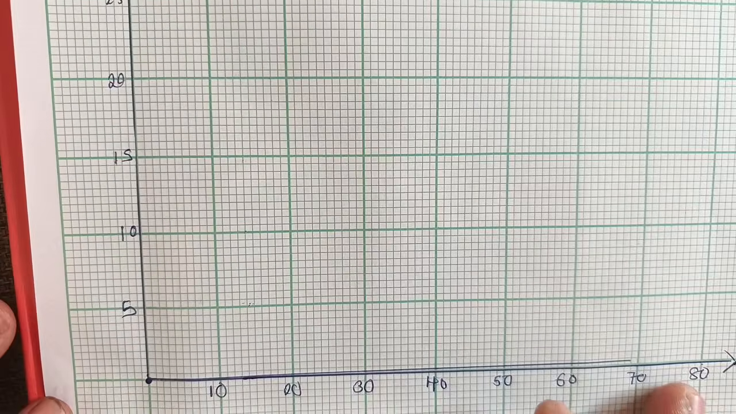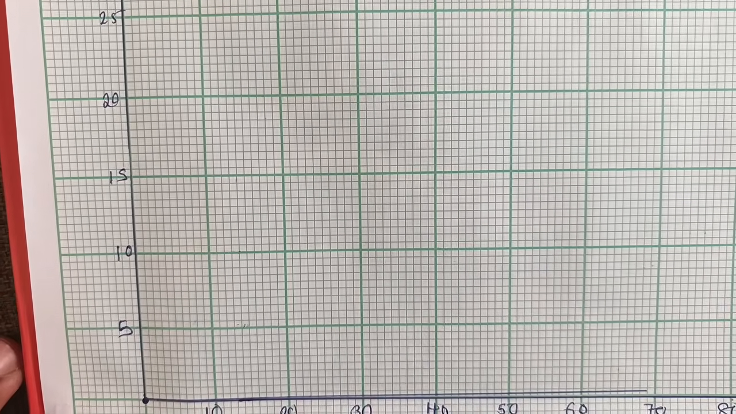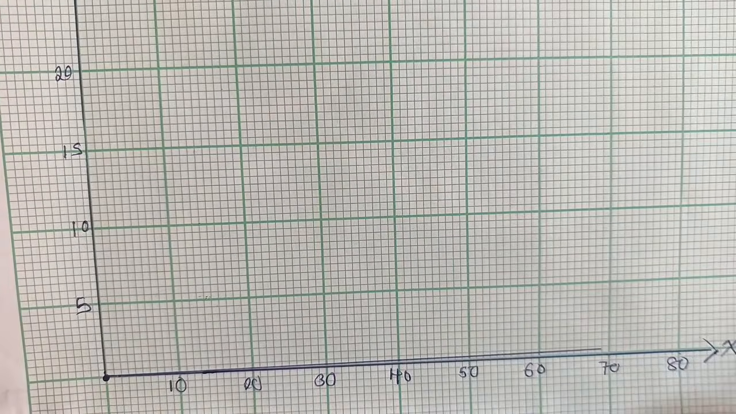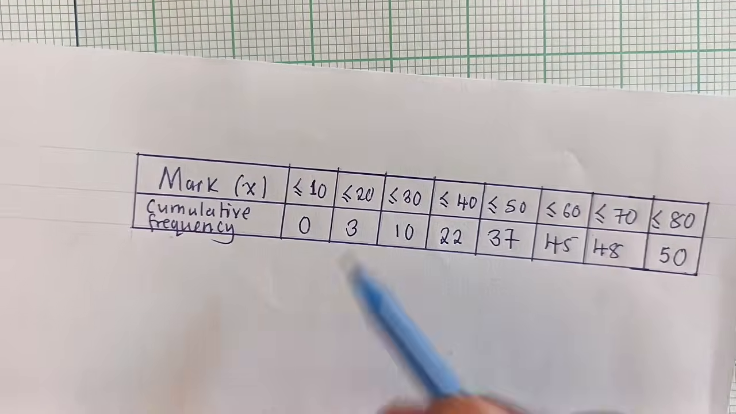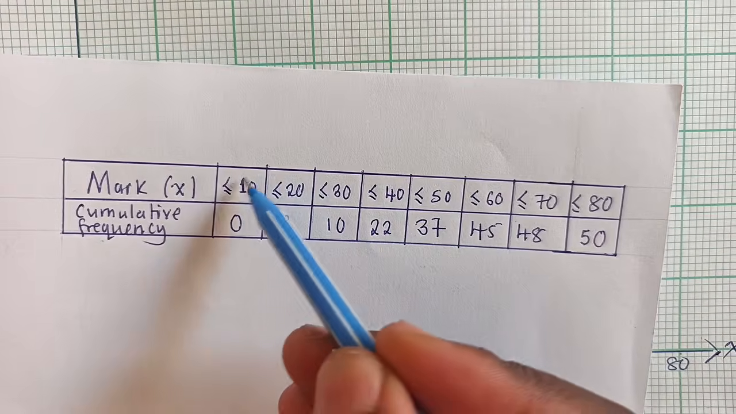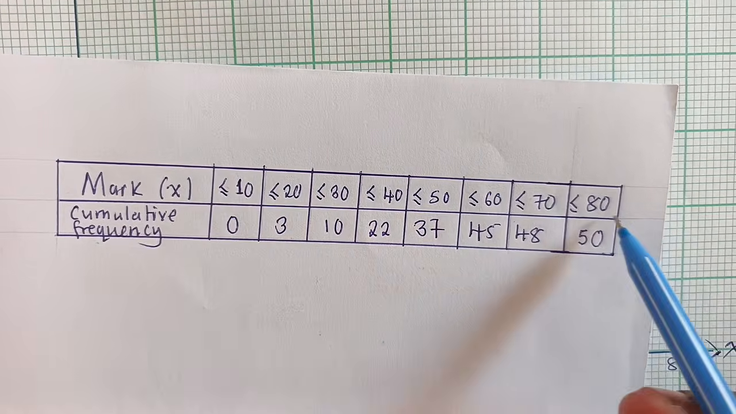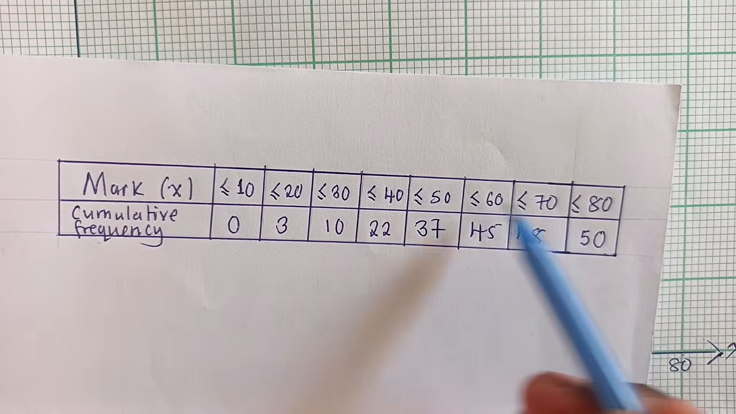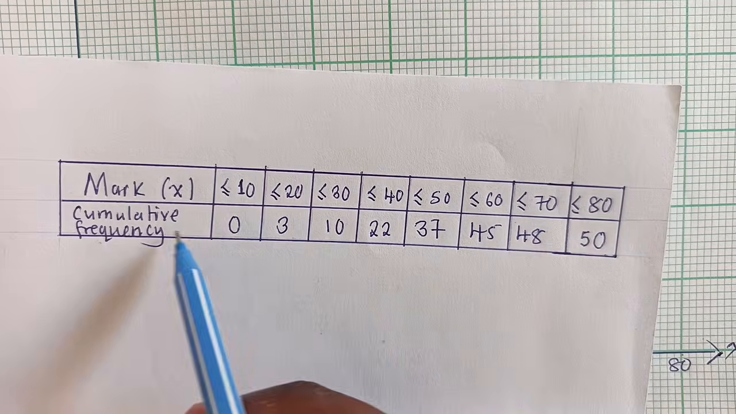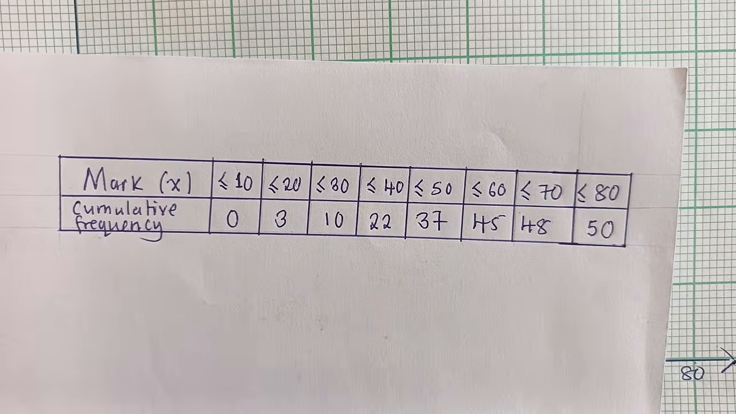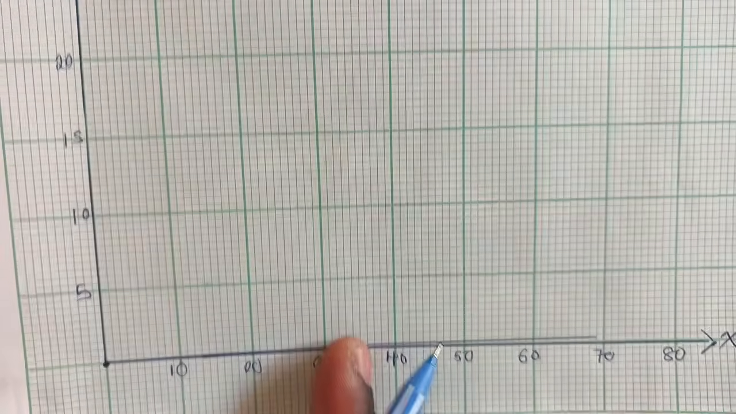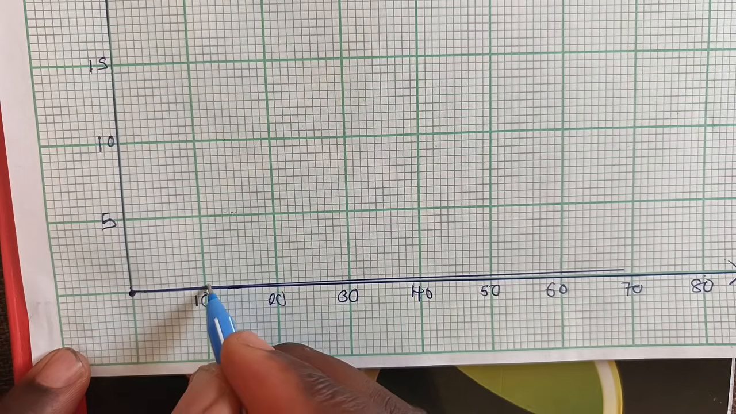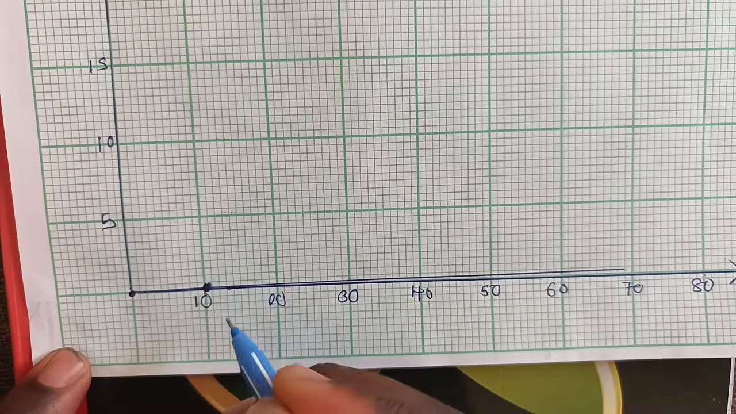Now here we start getting the coordinates. The first set of coordinates will come from here. The numbers on top here are representing the x-axis, while the numbers down here are representing the y-axis. So this will be 10,0. 10,0 will be right over here.